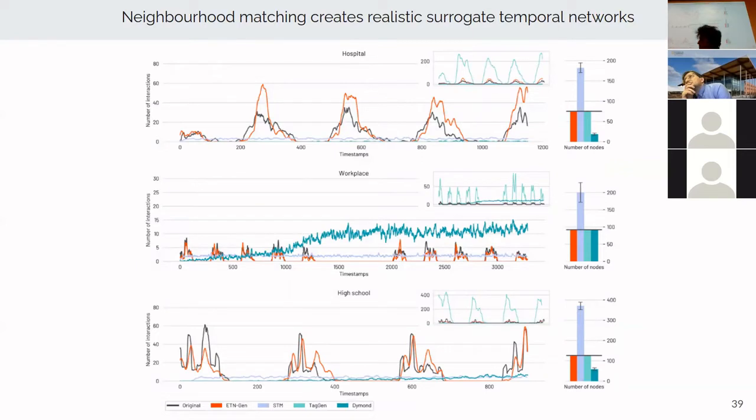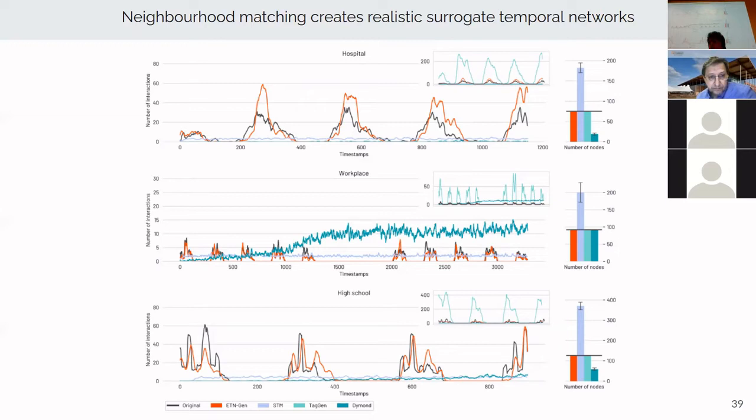Here I'm showing 3 different datasets: a hospital, a workplace, and a high school. The plots show the number of interactions with respect to time. Here we have the number of interactions, and here we have the time step. It's really easy to see that this one is day, night, day, night, day, night, and so on and so forth. And for instance, above we have the weekend in the middle.